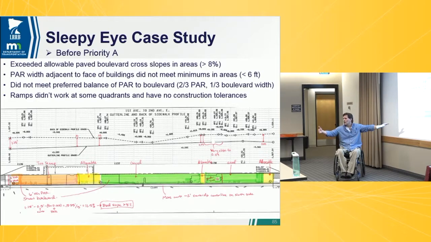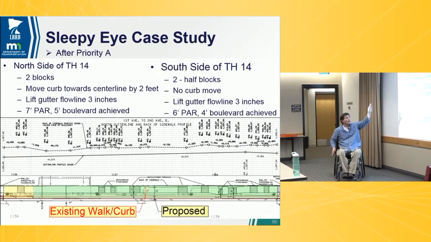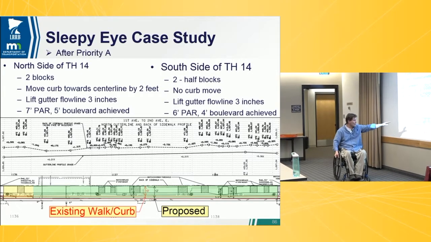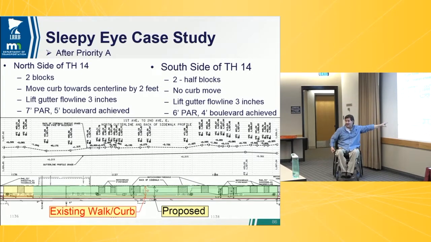What if we move this curb out 2 feet in addition to that? It actually worked okay on the south side with just the raise. The north side, we went out and up. So now we have a 7-foot par, 5-foot boulevard. That's your green cross slopes, less than 5%, between 5 and 8 over here. The south side is all similar to that. And that's the summary of the south side.